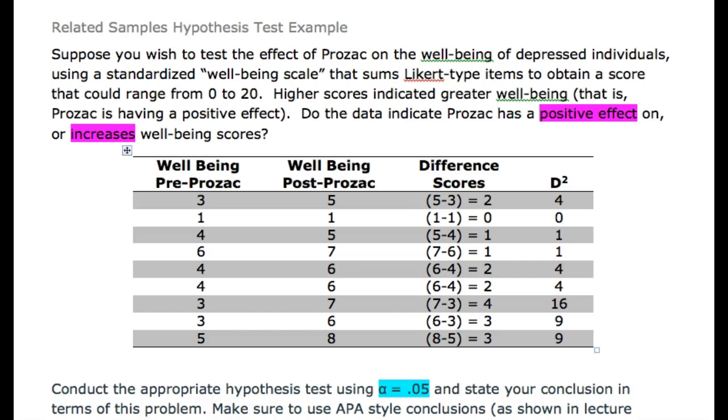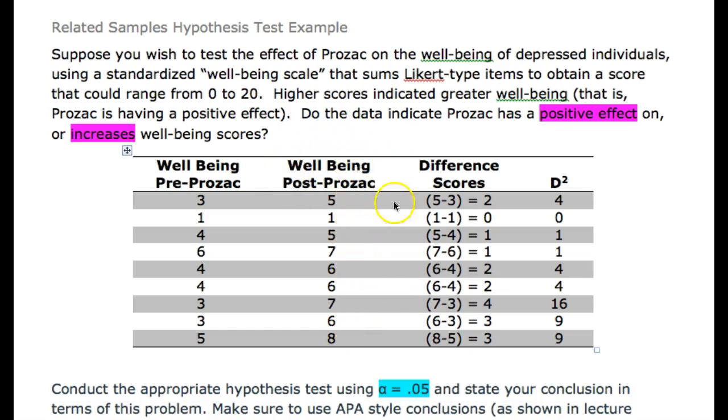So here are our data. Well-being was measured pre-Prozac, and here are the scores. And there's 1, 2, 3, 4, 5, 6, 7, 8, 9, n equal to 9. And then we gave the participants Prozac, and then we tested them post-Prozac, and here are their new scores.